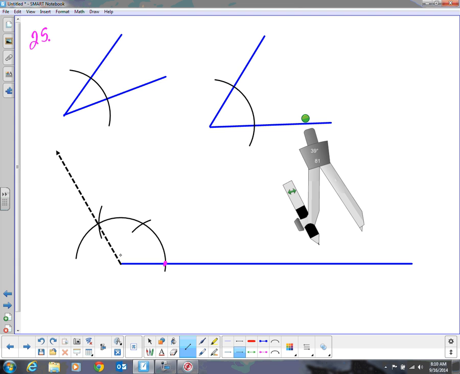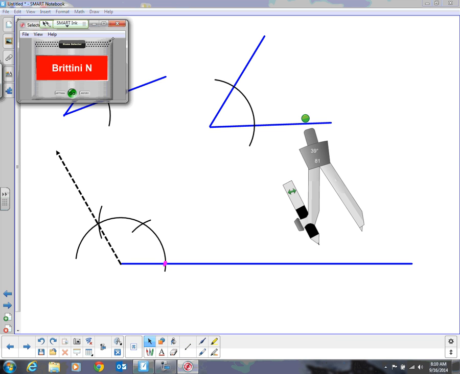No, you do not have to do the dotted line at all.